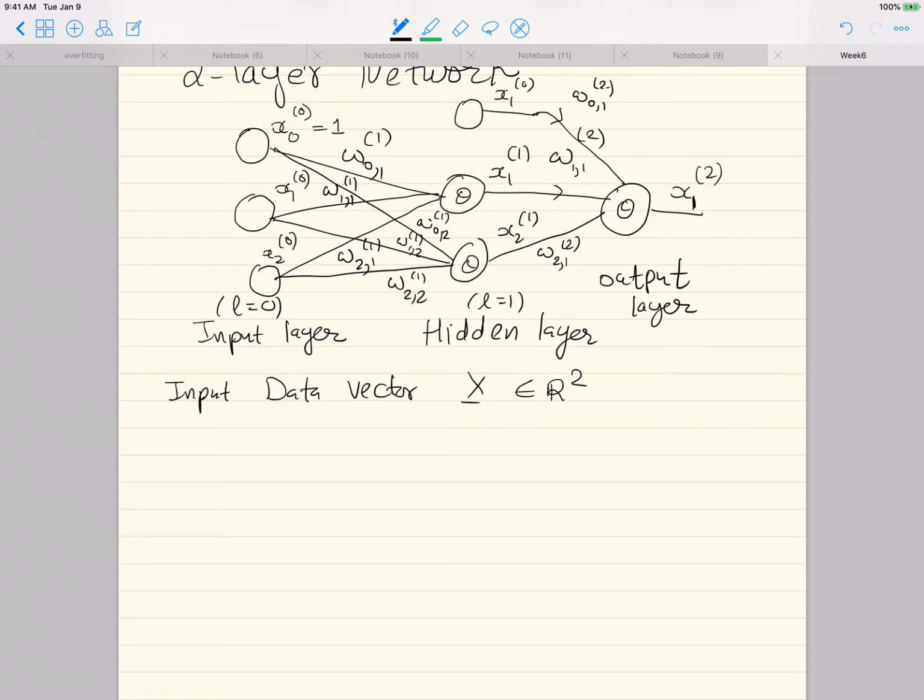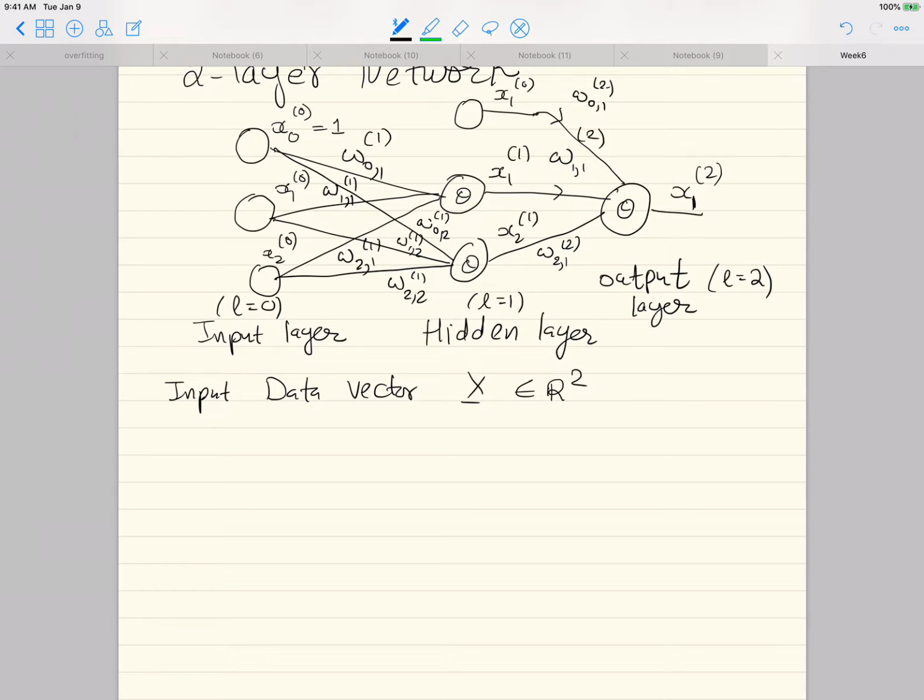So little l will denote the layer index. This is l equals 0. This is l equals 1. In this case, the output layer will have an index of 2. More generally, capital L will denote the number of layers in the network. So the output layer will have an index of L equals capital L. The input layer will have an index of 0. And the intermediate layers will have index 1, 2 up to L minus 1.